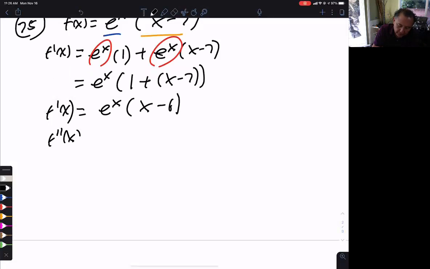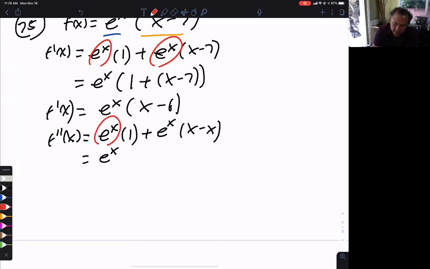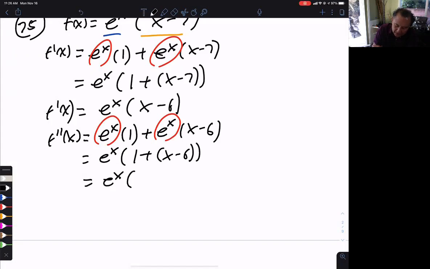F double prime of x. Product rule again. Leave the first alone times the derivative of the second plus take the derivative of the first and leave the second alone. I again factor out the common factor of e to the x because they both have one. And I'm left with 1 plus x minus 6. And I combine like terms and I get x minus 5. And that's the second derivative.